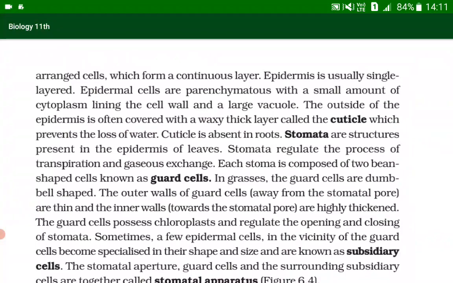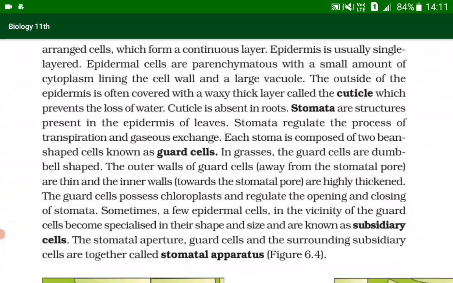The outside of the epidermis is often covered with a waxy thick layer called the cuticle, which prevents the loss of water. Cuticle is absent in roots. Stomata are the structures present in the epidermis of the leaves. Stomata regulate the process of transpiration and gaseous exchange. Each stoma is composed of two bean-shaped cells called the guard cells. In grasses, the guard cells are dumbbell-shaped.